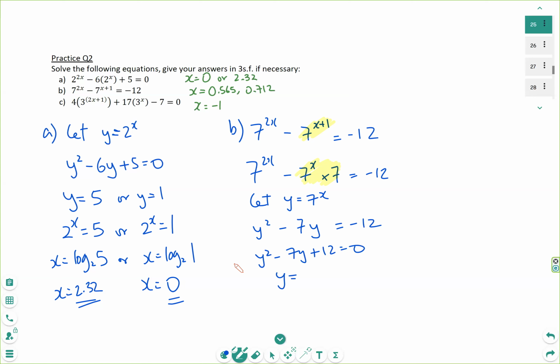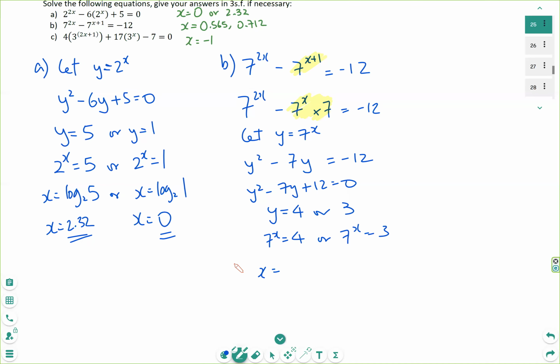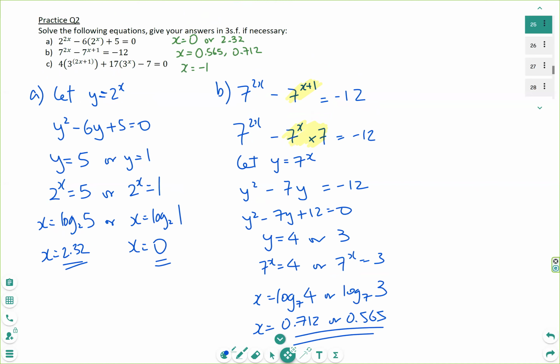And it should be the same as the previous one. You should get y equals 4 or 3. So 7 to the power of x equals 4 or 7 to the power of x equals 3. So from here, x equals log base 7 of 4 or log base 7 of 3. So x equals 0.712 or 0.565. Right? Part C, slightly trickier.